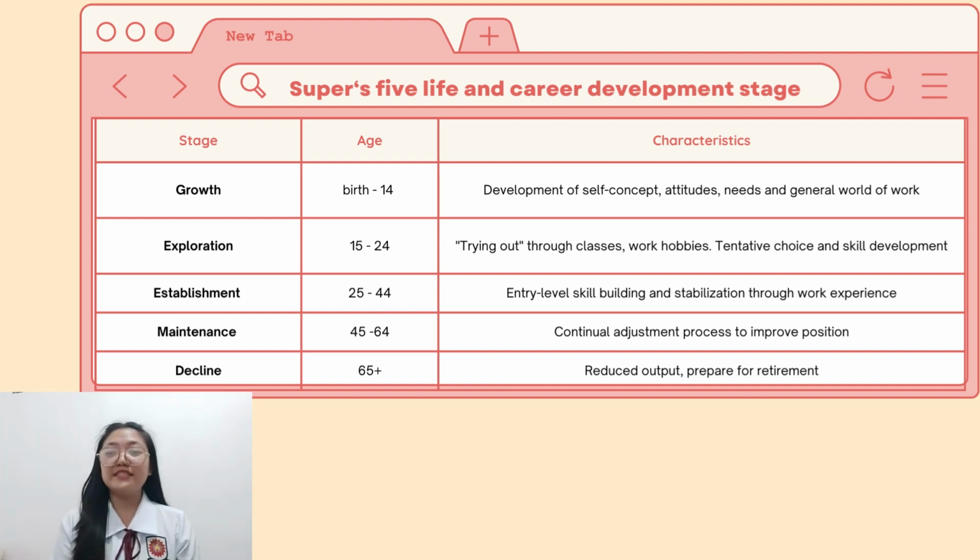The fourth one is maintenance. At the age of 45 to 64, continual adjustment process in improved position. And the last one is decline. At the age of 65 and above, reduce output, prepare for retirement.